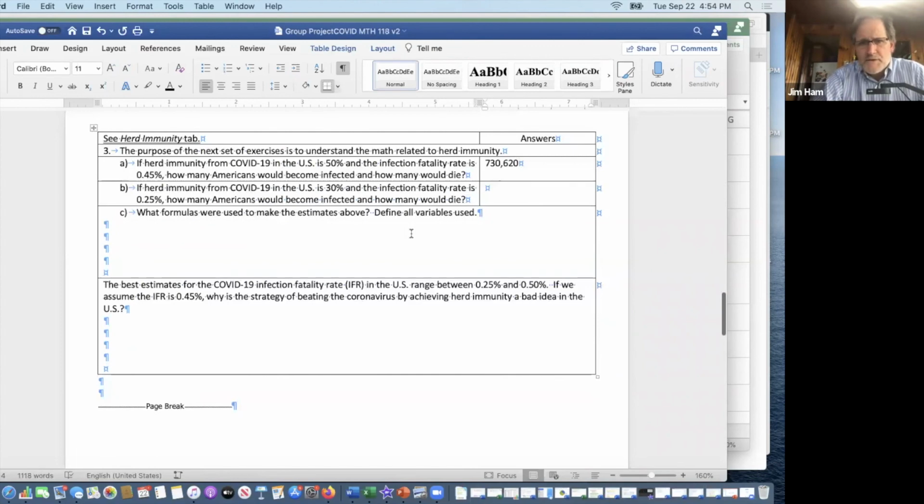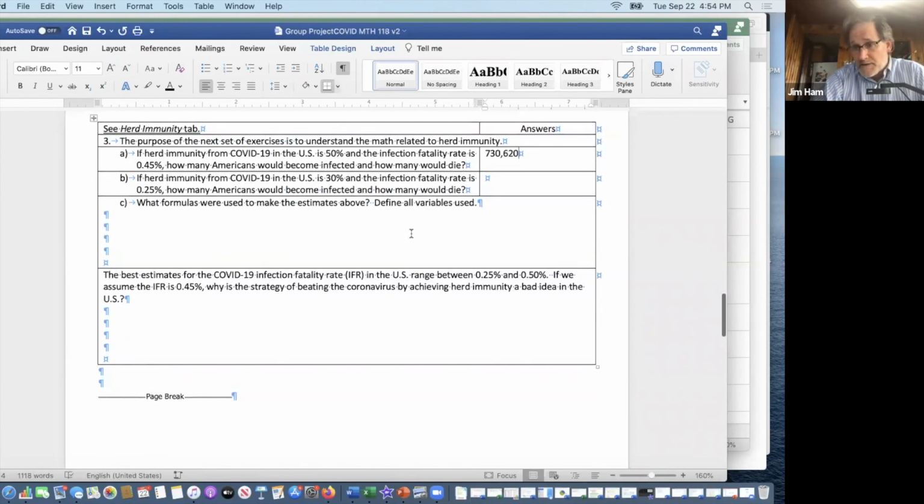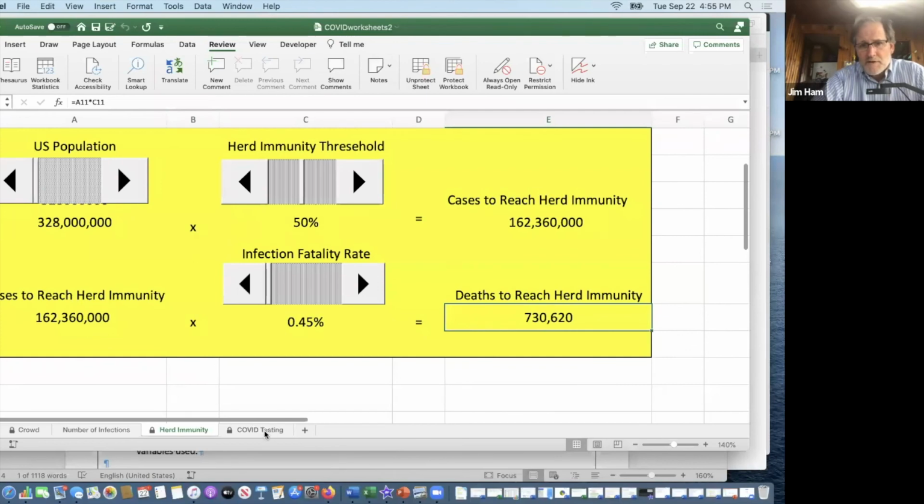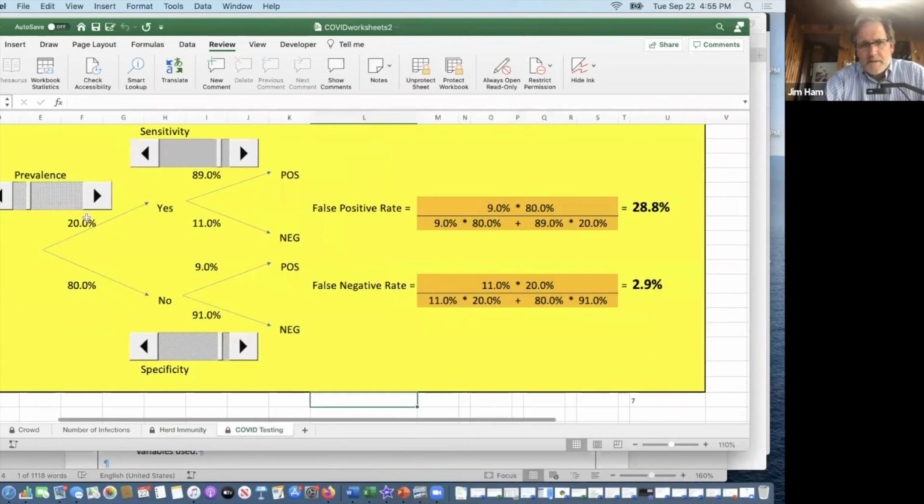All right, so there's not much to do in this herd immunity one. I ask you to go and look at the spreadsheet and find the formulas. The last one is COVID testing, and I'm not going to have a whole lot of time, but just so you see, every test has a sensitivity and a specificity, and maybe we'll start off next time going through this. And we're going to assume that only 0.7% of the population is infected. So if you come over here to the COVID testing one, you change the prevalence to 0.7%, that's the prevalence. And the specificity, I forget what this number is, 89.1.